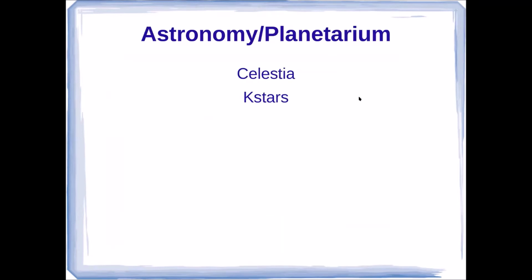There are tons of astronomy and planetarium type programs out there. Celestia is multi-platform, and K-Stars comes with KDE Plasma, and it is also multi-platform. It also comes on Android as K-Stars Lite, and I've had that on my phone, and it's pretty cool. You can start it and hold it up to the sky, and it will label the stars that are visible in the sky where your phone is looking. It's pretty cool.